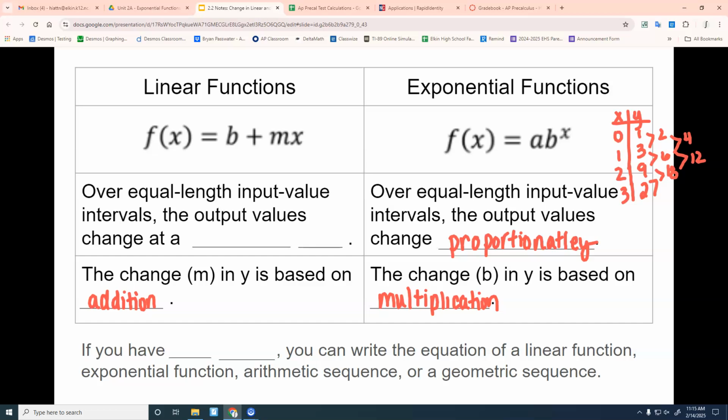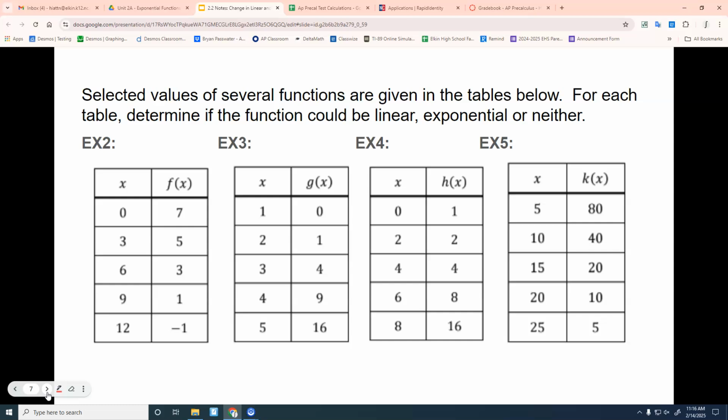Okay. Here at the bottom, if you have 2 points, you can write the equation of a linear function, exponential function, arithmetic sequence, or geometric. That's all you need, 2 points, to be able to write these. You would need to know which type you're dealing with here, but all you need is 2 points. So we're going to do these and then we'll quit.